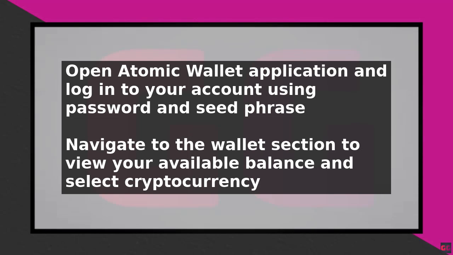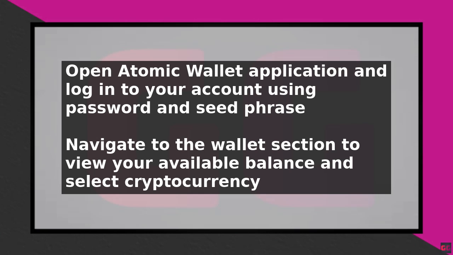To withdraw from Atomic Wallet, follow these steps. First, open the Atomic Wallet application on your device and log in to your account using your password and seed phrase. Once logged in, navigate to the wallet section where you can view your available balance.